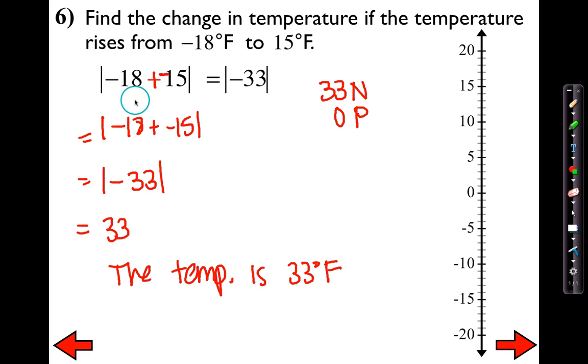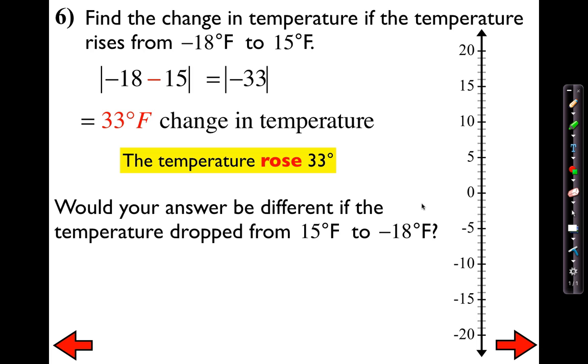But to go a little further, what happened to the temperature? Did it go up? Did it go down? Well, let's think. It went from negative 18 degrees Fahrenheit to 15 degrees Fahrenheit. So I would go even further and say the temperature rose 33 degrees Fahrenheit.